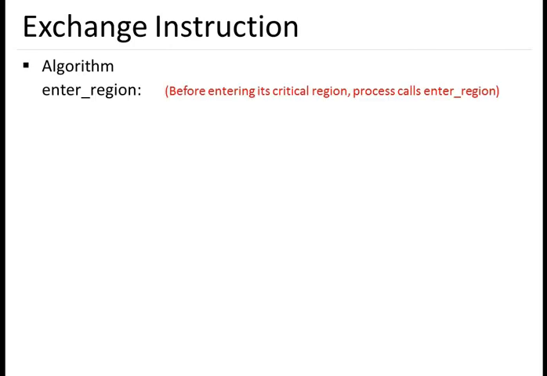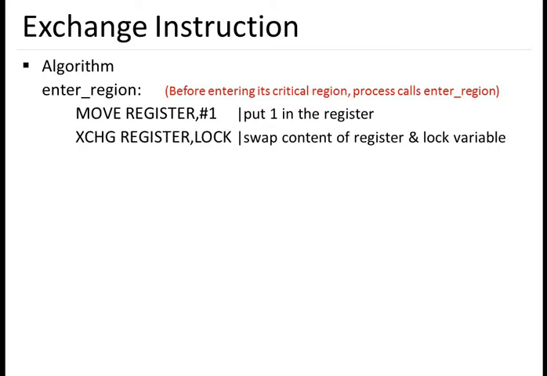Okay, after that let's see the exchange instruction. So enter region. What is the code for entering the region? Over here you move 1 to the register. So what does it mean? Put 1 in the register. After that, exchange swaps the contents of the register and the lock variable.